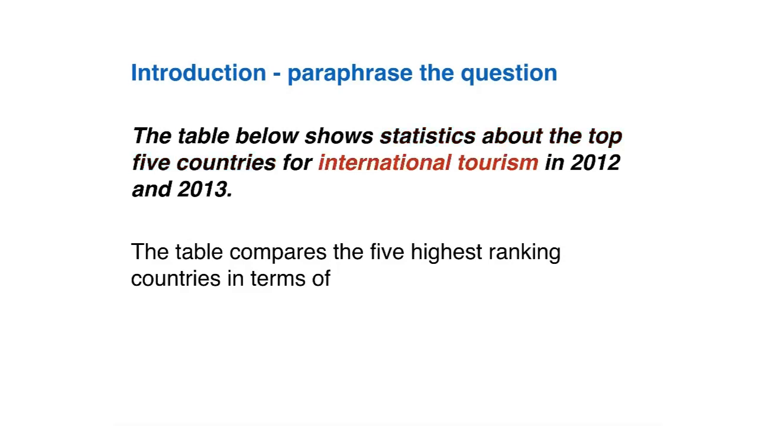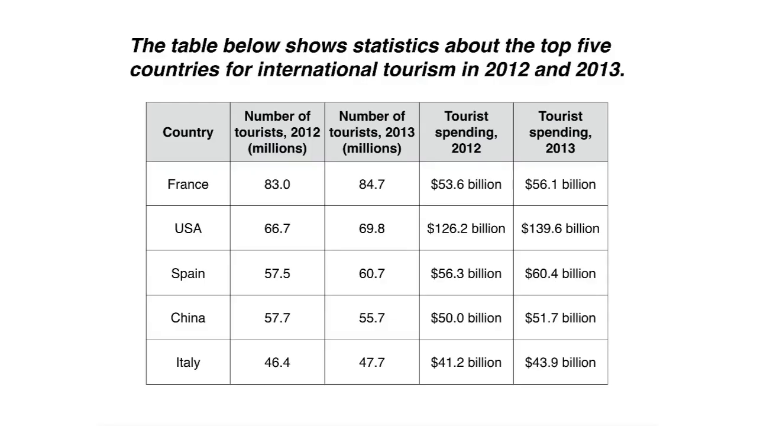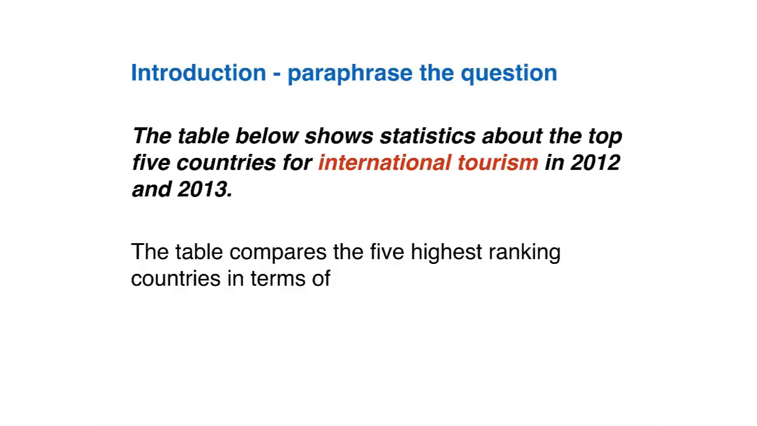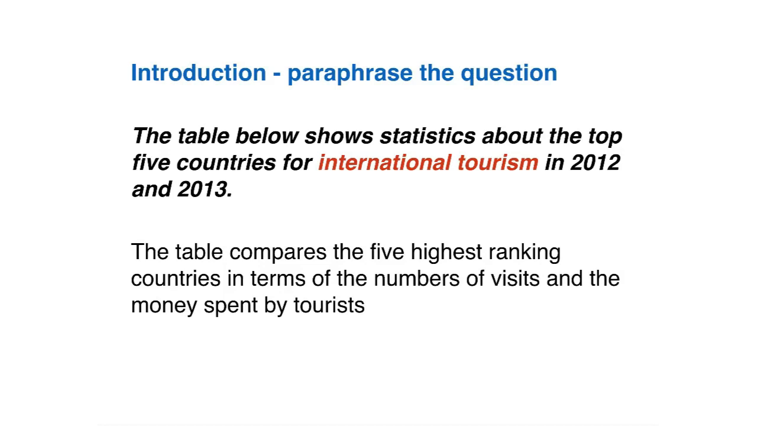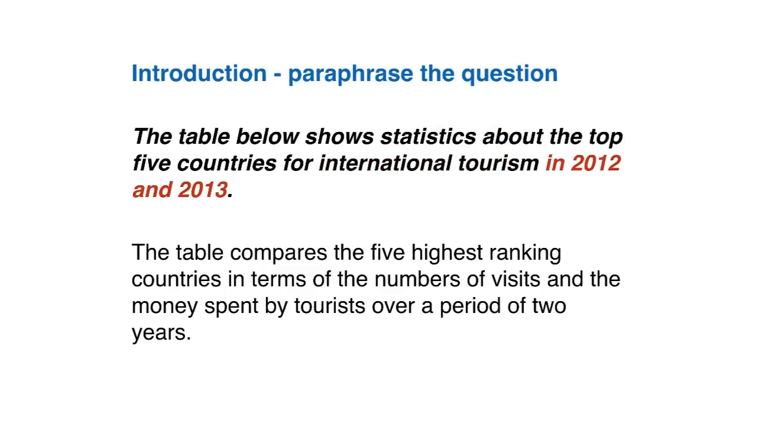Then we have the words international tourism. I'm going to try to be a bit more precise and say what the figures for international tourism are. So I'm going to look at the table and circle these 2 headings, number of tourists and tourist spending. That's what the table's really about. So instead of international tourism, I've written the numbers of visits and the money spent by tourists. That's a bit more accurate. Finally, in 2012 and 2013, I've written over a period of 2 years. And that's the introduction finished.